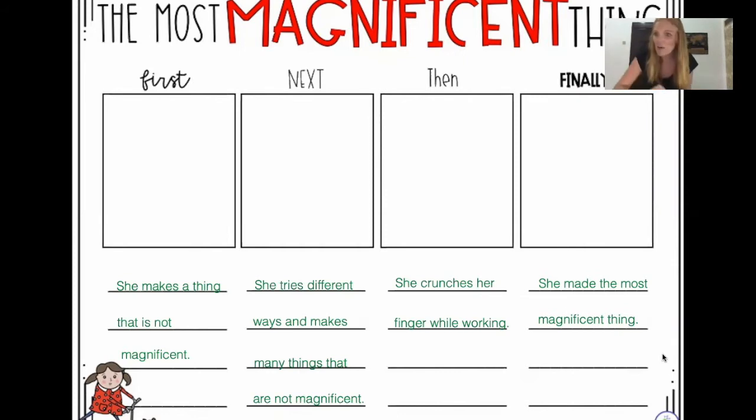All right, again, I've already put my sentence here. She made the most magnificent thing. Excellent. So what I want you to do now is draw a picture. What happened first? What happened next? What happened then? And what happened finally? And also do not forget to read your paper at least 3 times. Very good. All right, so let's move on to the characters' feelings.